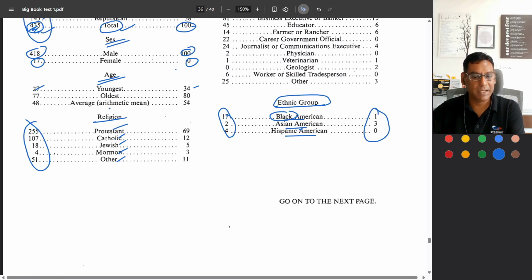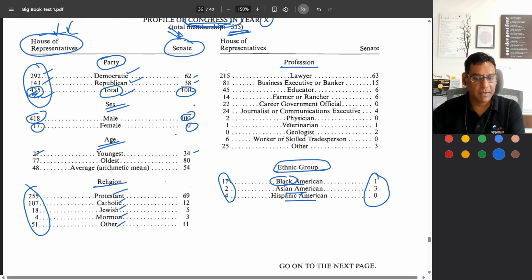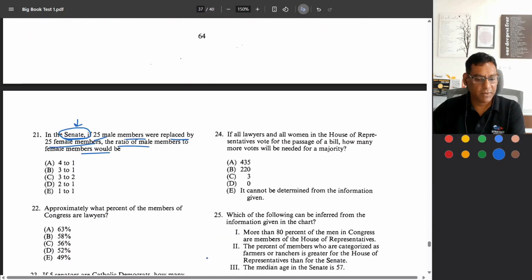So let's go to the male female chart first of all. Male female 100 0. I'm talking only about Senate. So before it was 100 0. If I change 25, this becomes 75 25, male female. What are they asking? Ratio of male to female. So 75 over 25, 3 to 1.